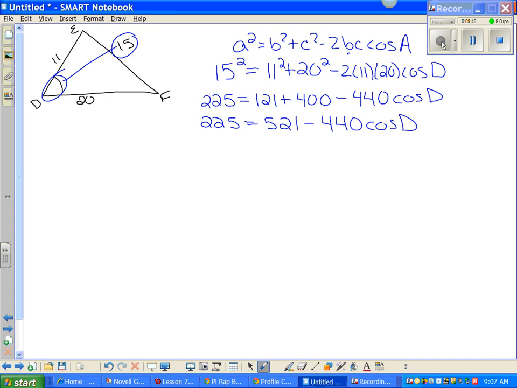Can I subtract 440? No. Why not? It's got that cosine D attached to it, right? They're not like terms, can't combine them. Do I want to divide over the cosine? What's my goal? We want to get cosine alone. That's the goal, right? Good. Subtract 521. What did you get?